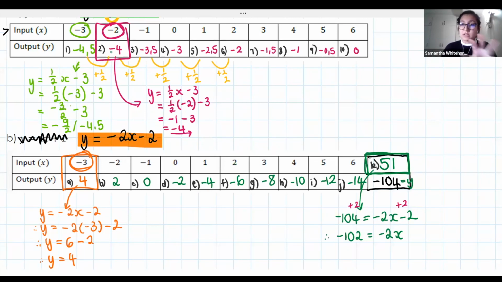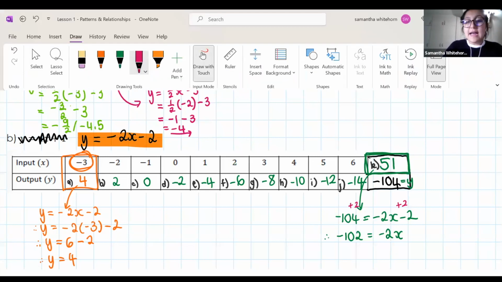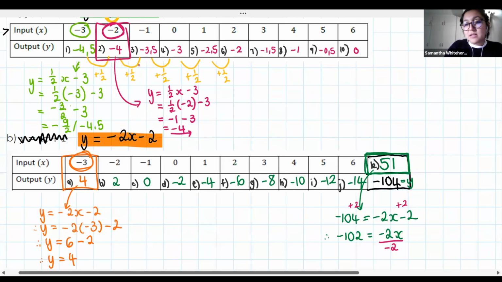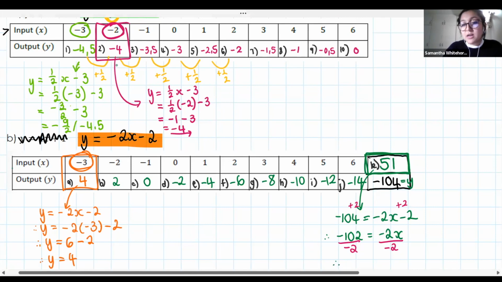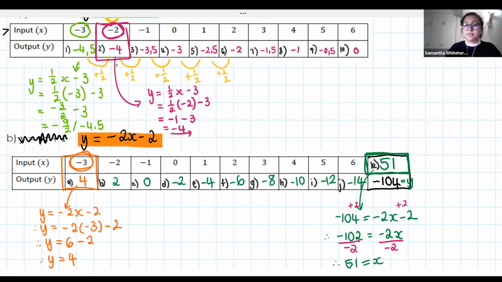I'm just going to carry on like this because this is sort of going with the rule. So we add 2 on both sides. Negative 104 plus 2 is negative 102 is equal to 2x. And now we want to divide both sides by negative 2, because remember, we want just x. We don't want anything in front of the x except for that positive 1. A negative divided by negative is a positive, and 102 divided by 2 is 51. So x is equal to 51 here. All right. So that is how we would get the value of k in this case.